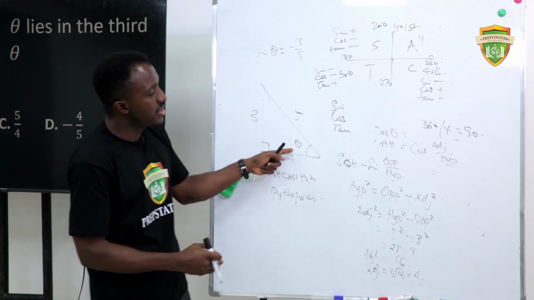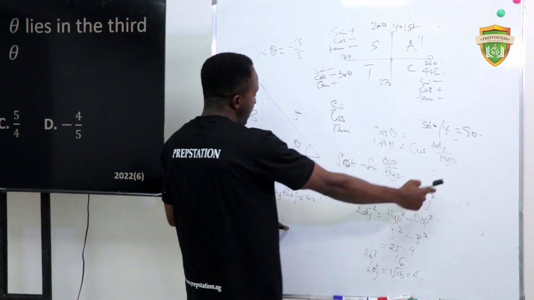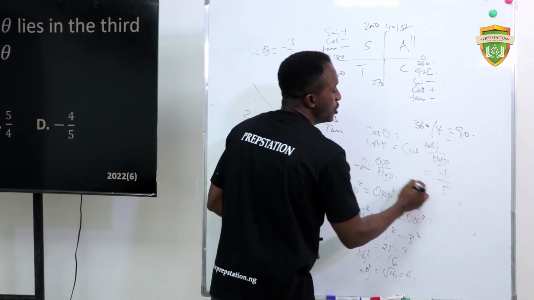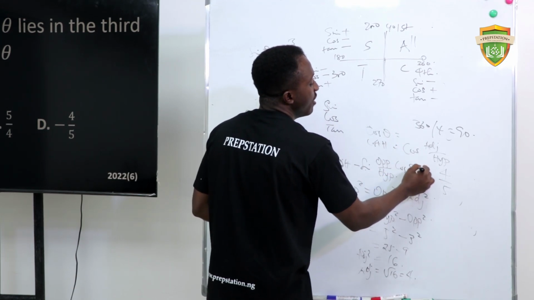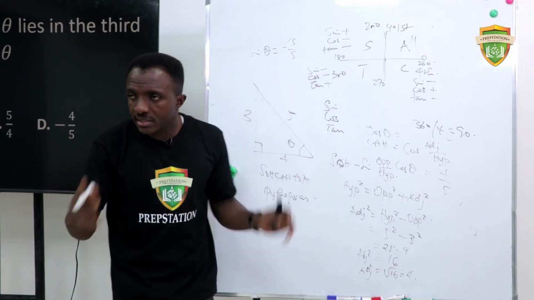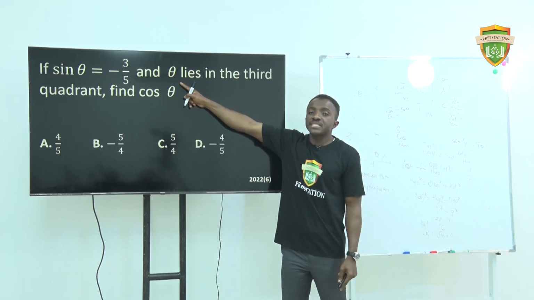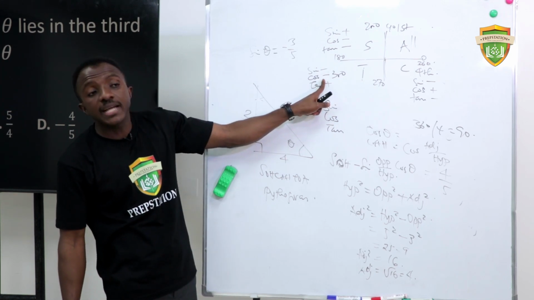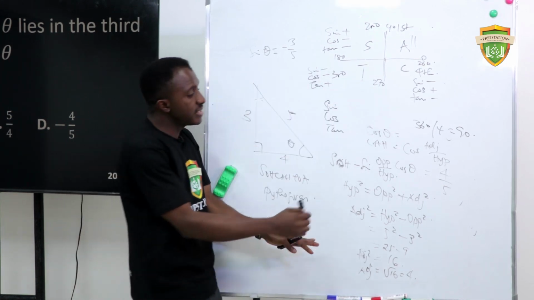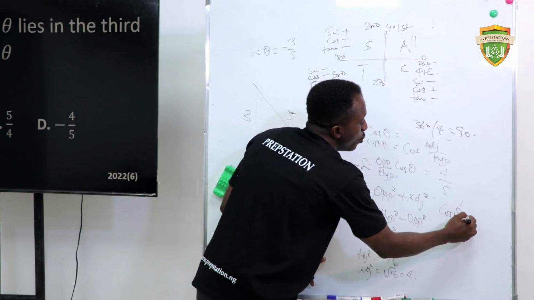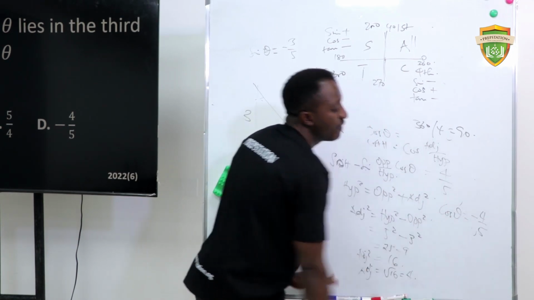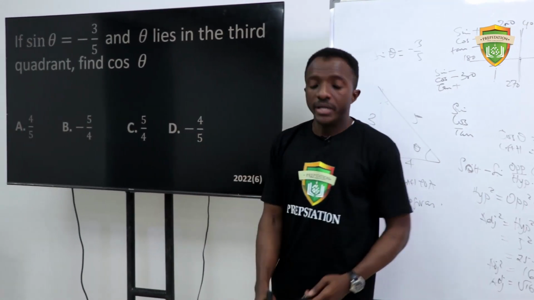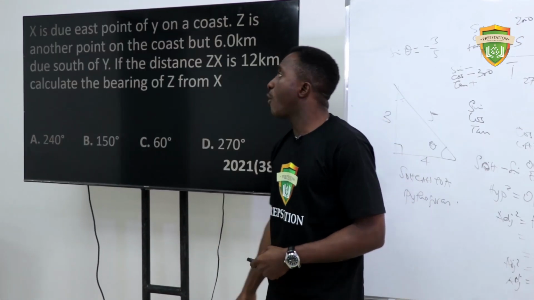Let's find the cosine. Cos theta is simply adjacent, which is 4, over hypotenuse, which is 5. So cos theta is 4 over 5 from here. But the question says that theta lies in the third quadrant. Remember that in the third quadrant, cosine is also negative. It means then that cos theta would be minus 4 over 5. So the answer to that question is option D, minus 4 over 5.